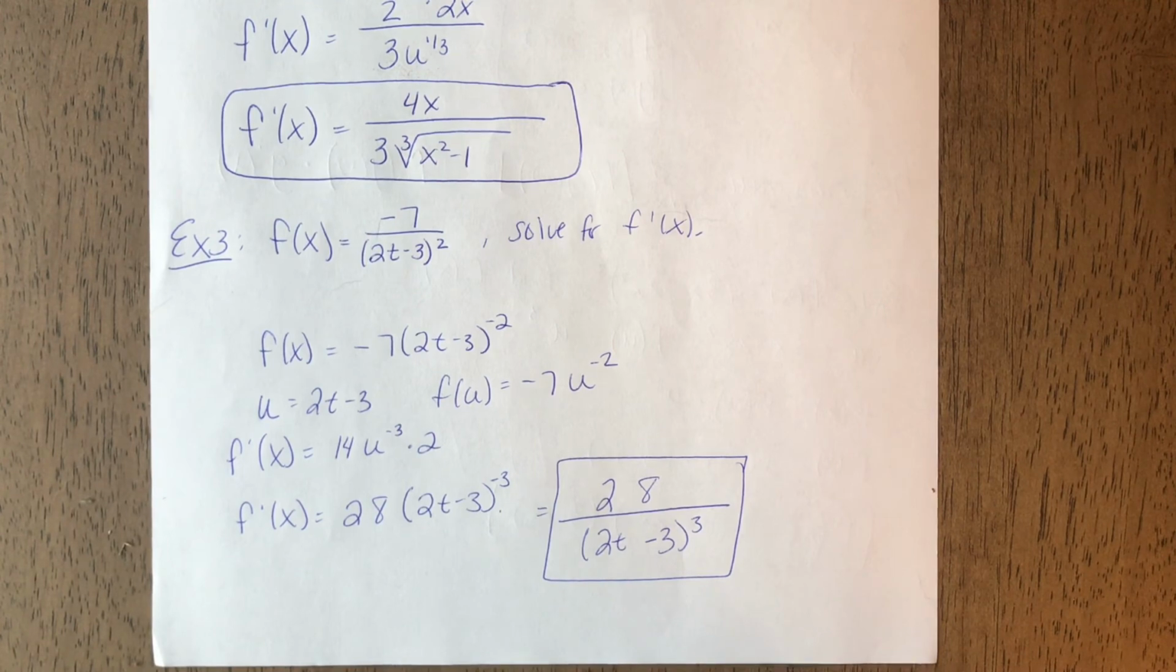So our inside function is 2t minus 3, and f of u is equal to negative 7u to the negative 2. f prime of u is 14u to the negative 3 times the derivative of u, which is 2. And it simplifies to 28 times 2t minus 3 to the power of negative 3. And then again, make sure your exponent is always positive in the end.